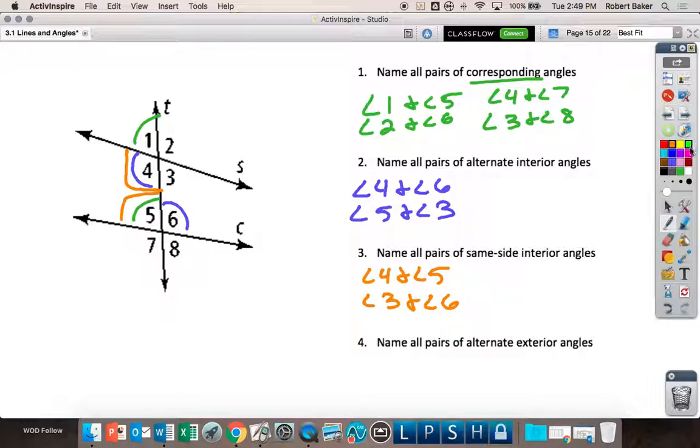And then finally, name all the pairs of alternate exterior angles. Angle 1 and angle 8. Angle 2 and angle 7.